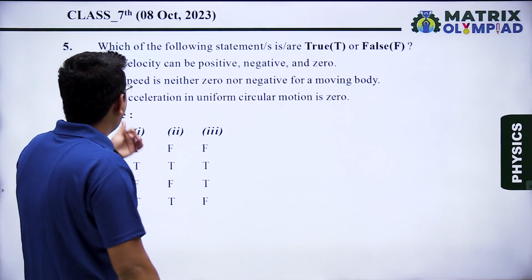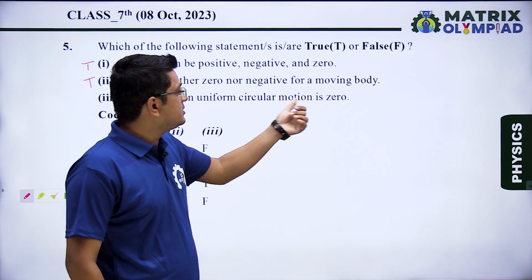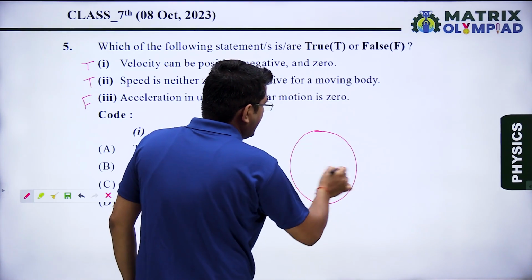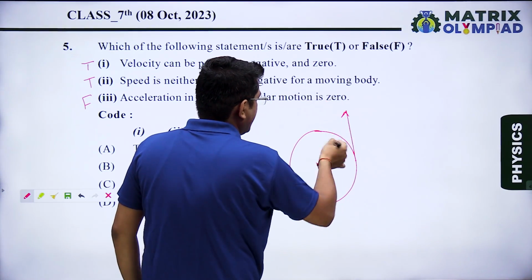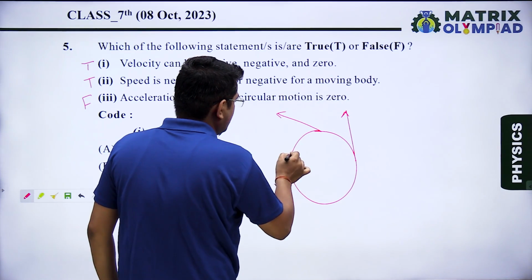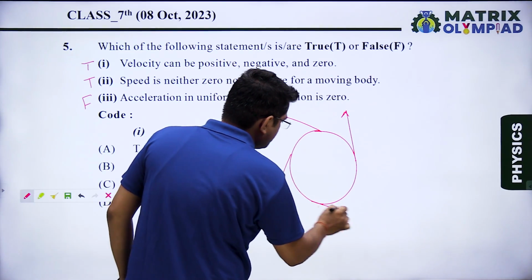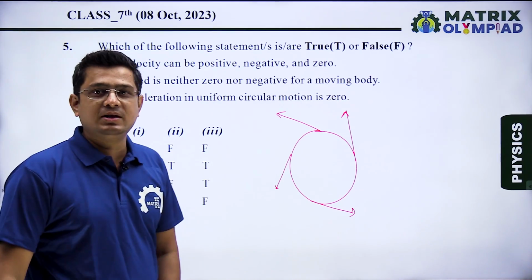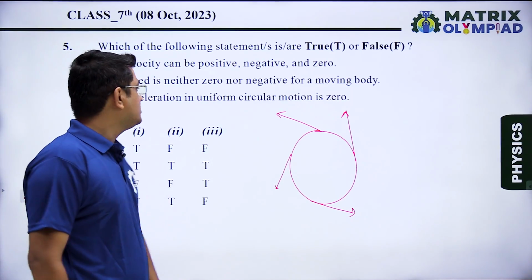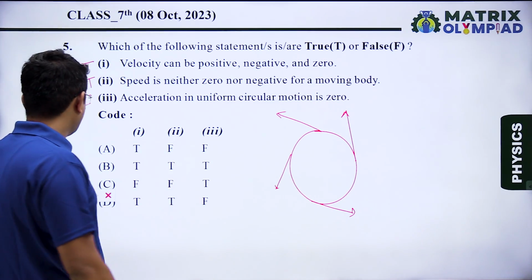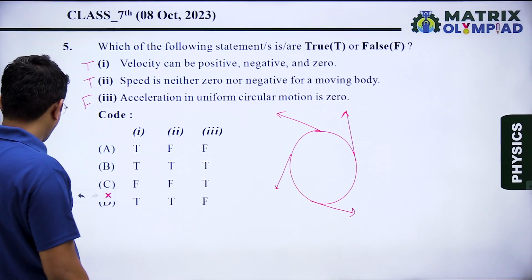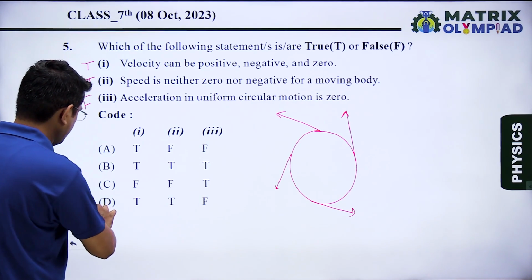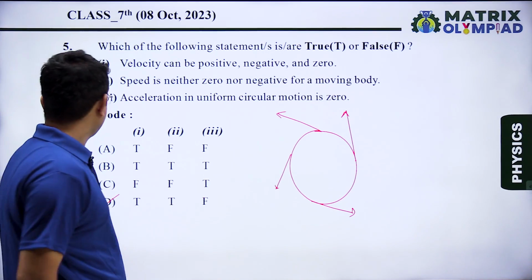The statement number 3, acceleration in uniform circular motion is 0. This is a false statement, because in circular motion, at each instant of time, at each position, the direction of the moving object changes. So when the direction changes, that means velocity is changing, and when velocity is changing, then acceleration cannot be 0. So it is a false statement. So the correct code for the answer will be true, true and false, which is option number D. It is a correct answer.